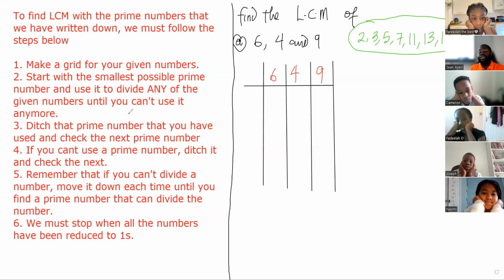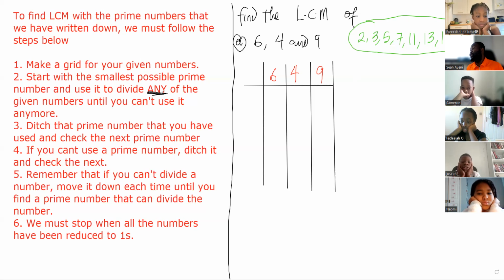divide any given number until you cannot use it anymore. It is possible that 2 cannot even divide any of the numbers. I said rest in position, Jojo. Can 2 divide any of the numbers? Any. That's the key word there, any. Because if 2 can divide just one of the numbers, we will use it. If 3 can divide one of the numbers, when we get to 3, we will use it. But if it cannot divide any of the numbers, what do we do? We ditch it. We dispose of it. We put it in the bin.